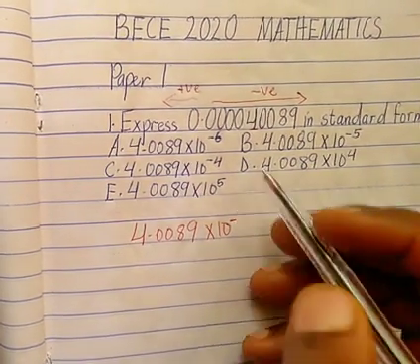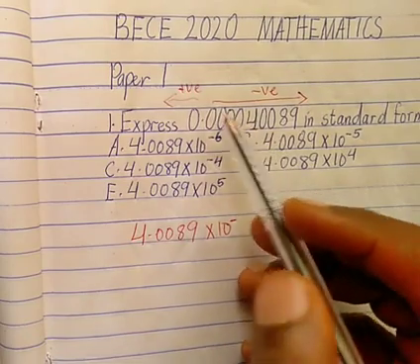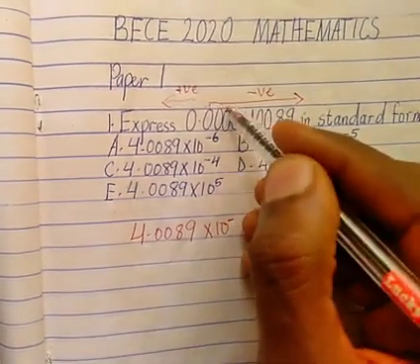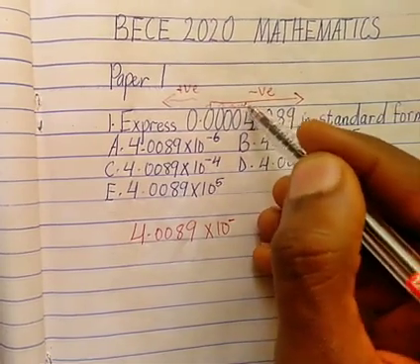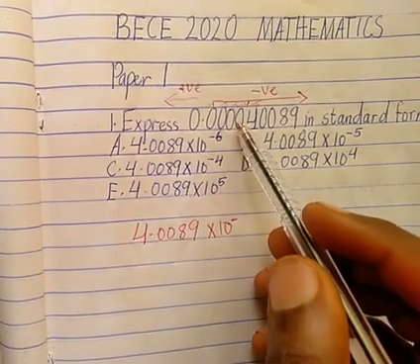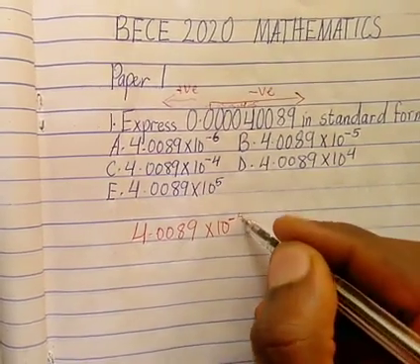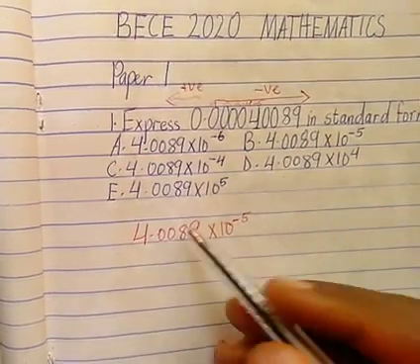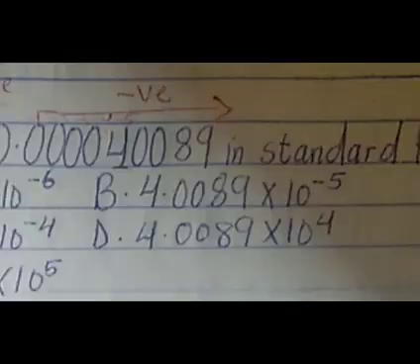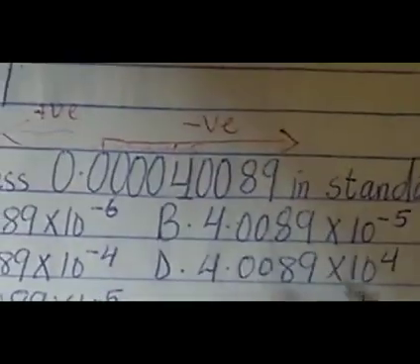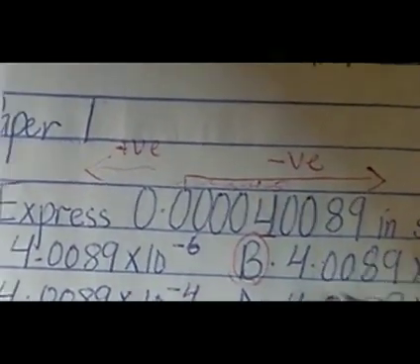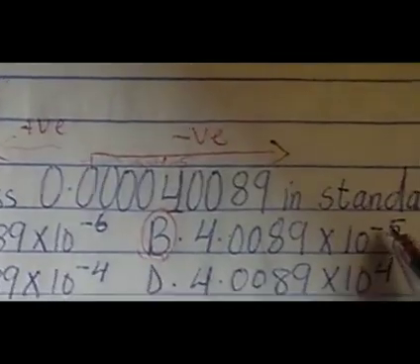Now let's count the place value of this. Let's check it out. So the first is minus 1, minus 2, minus 3, minus 4, minus 5. Let's count again. Minus 1, minus 2, minus 3, minus 4, minus 5. So the final answer is 4.0089 times 10 raised to power minus 5. So the correct option is option B, which is 4.0089 times 10 raised to power minus 5.